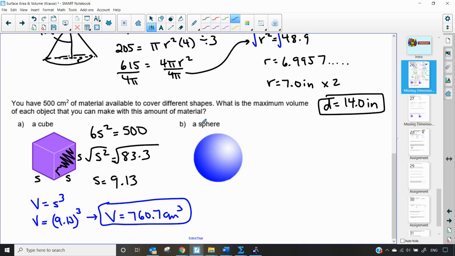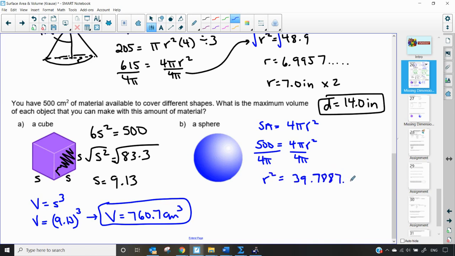Now taking a look at our next example here, we're looking at a sphere, and surface area of a sphere is 4 pi r squared. And so we have a surface area of 500 equals 4 pi r squared. Our first step is to divide by 4 pi on both sides, which gives us 39.7887. And so we have r squared equals 39.7887. And square rooting, that gives us r equals 6.3.